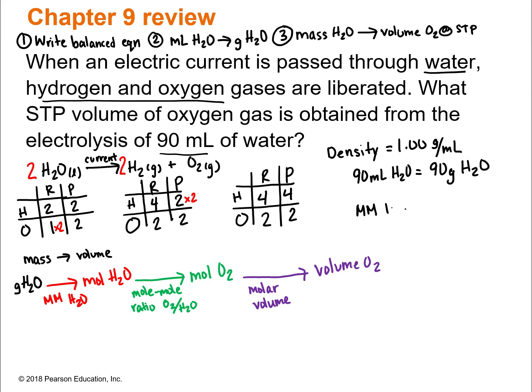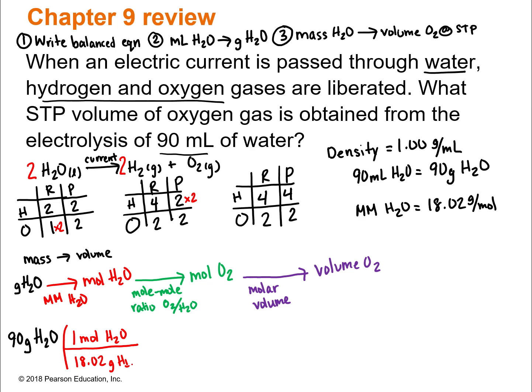The molar mass of water, it's about 18. It's like 18.02. Something in that ballpark. We're starting with 90 grams of water. That will get us to moles.